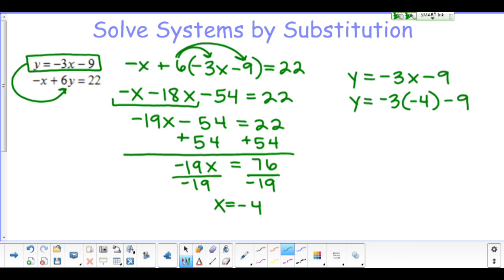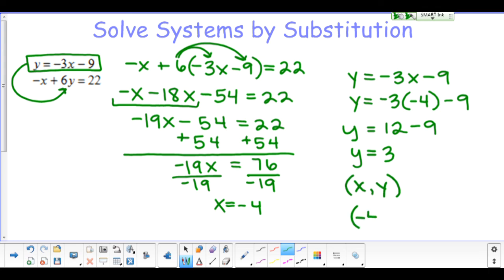Now we just have to perform the math to finish the equation. So negative 3 times negative 4 is positive 12, subtract 9, which makes our y variable equal to positive 3. The last thing we need to do is just write our solution as a point. So our point is always x comma y, so our answer is going to be negative 4 comma 3.